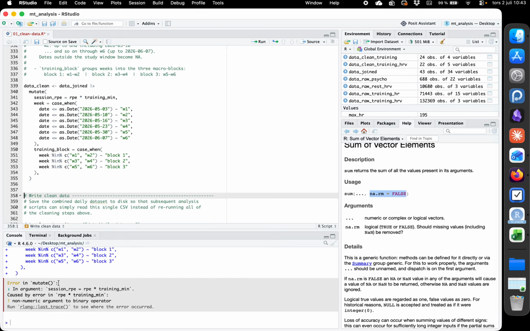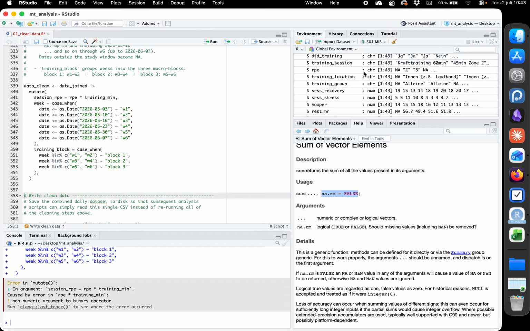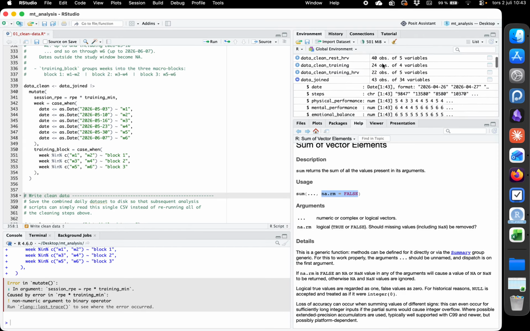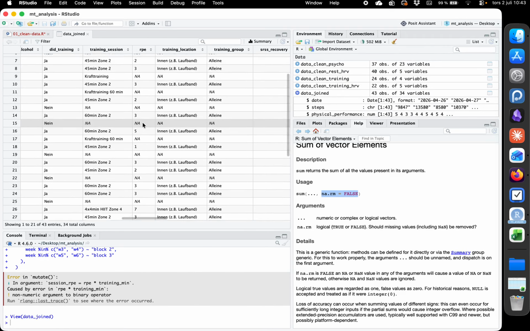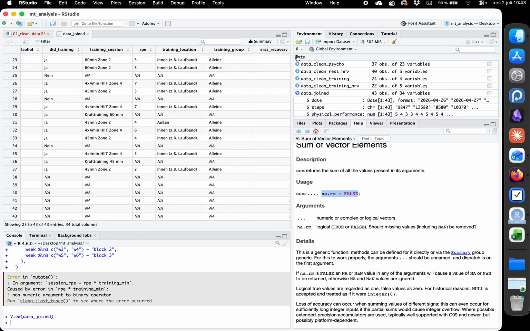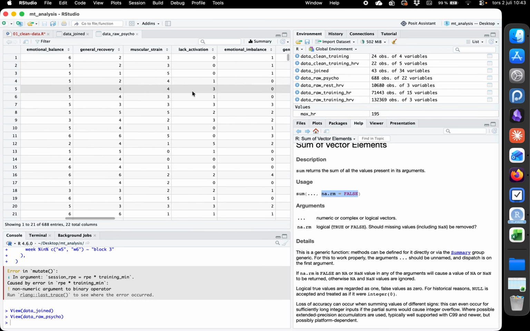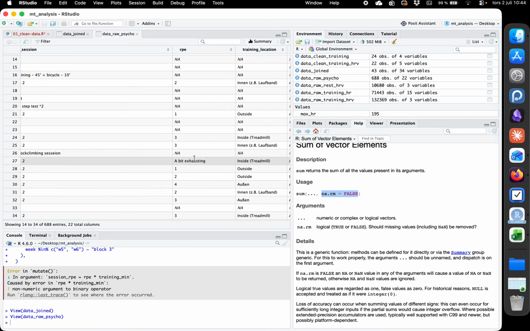So we run this, and now we run into a problem. Error in RPE times training minute: non-numeric argument. Okay, if we look at the data here, we can see that RPE is a character, right? It's text. And that makes sense, because when we look at it, a couple of persons wrote text comments. When we looked at the raw psychometric data, it reads the RPE column as text, because there is some text in it.